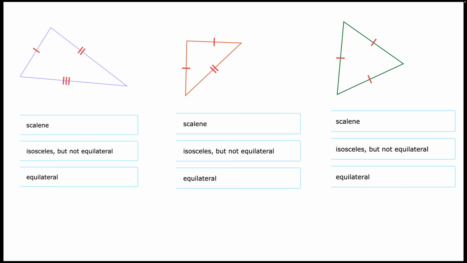Okay, now that you've had time to work these problems, let's check your solutions. For the first problem, you should have said that it's scalene. For the second problem, you should have said it's isosceles. And for the third problem, it is equilateral.